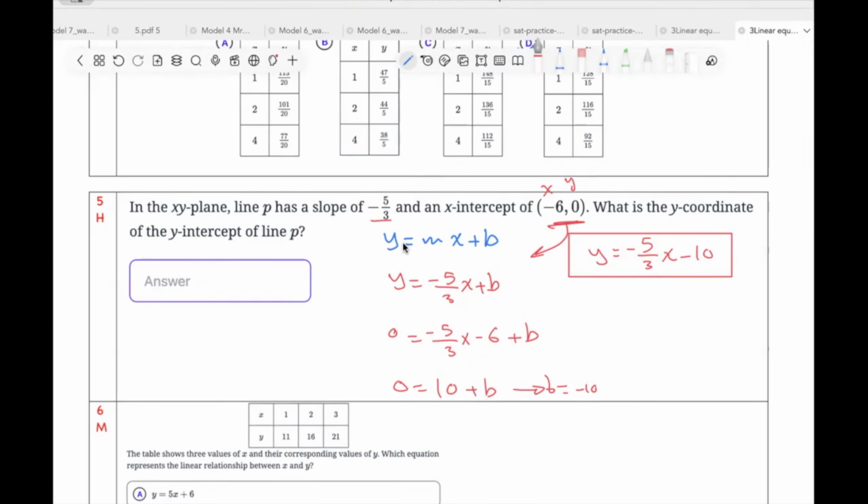We want to find the y-coordinate of the y-intercept. How can we find the y-coordinate of the y-intercept? Put x equal to 0. It's very easy. If you put x equals 0 in the equation, you have the y-intercept. So y equals -5/3 times 0 minus 10. So the answer is -10.